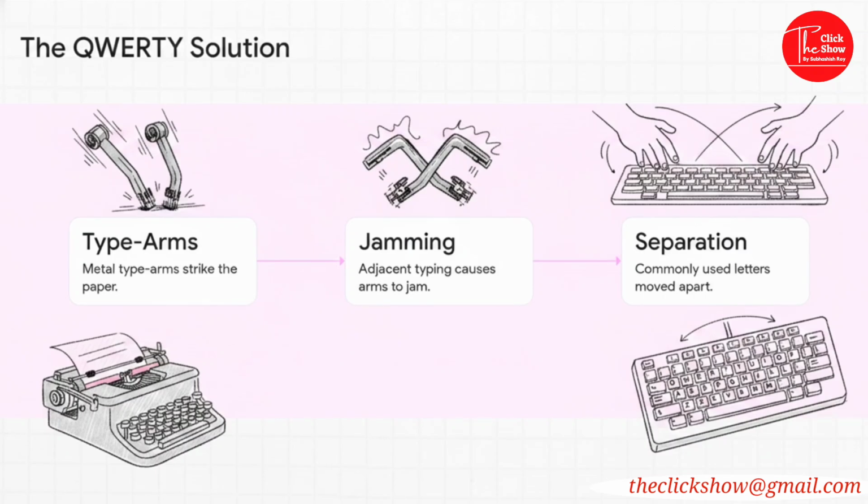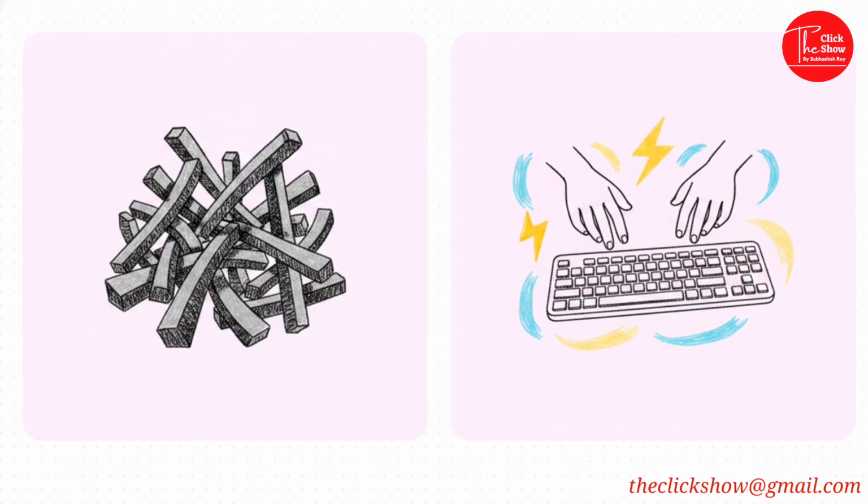He looked at which letters were most frequently used together in English, and he deliberately moved them far apart. He engineered the QWERTY layout to force typists' hands to travel further, slowing them down just enough so the metal arms wouldn't get tangled up. So, let that sink in for a second. The absolute standard that we use today on our blazing fast smartphones and our cutting-edge laptops was originally designed to compensate for a 150-year-old mechanical flaw. It was built for a machine's limitation, not for human comfort.